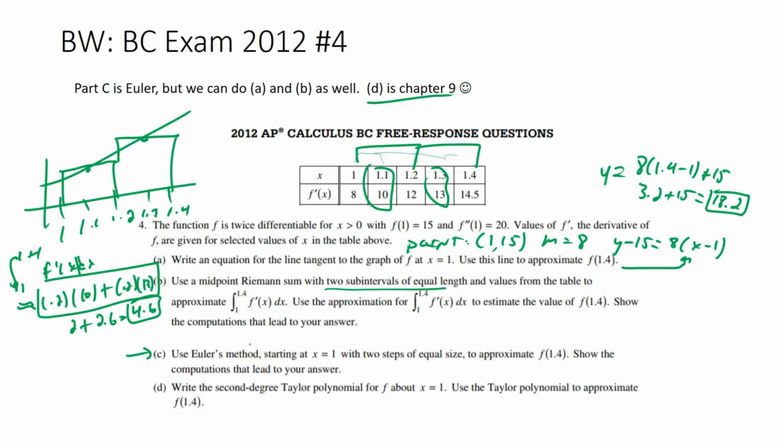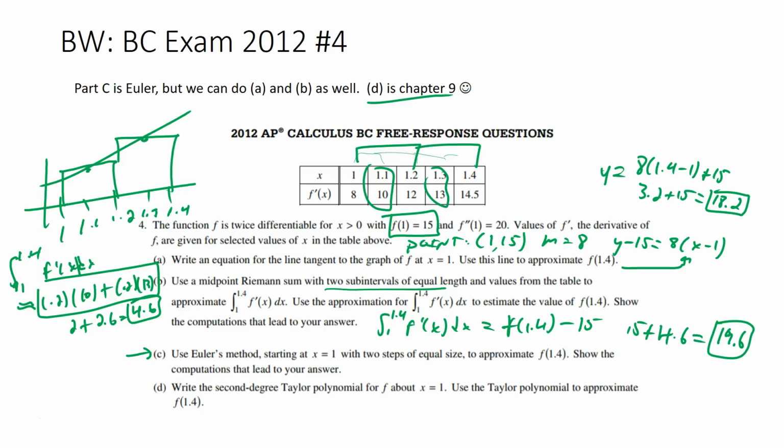Now I say to use that to approximate the value of f of 1.4. So the way we do that is we know that the integral from 1 to 1.4 of f prime of x dx, we can use the antiderivative. What's the antiderivative of f prime? Well, it's f. So this is f of 1.4 minus f of 1. We don't know f of 1.4, that's what we want, but we know f of 1. f of 1 is 15. So we put 15 in there, add it to our approximation. So 15 plus 4.6 is 19.6. Okay.